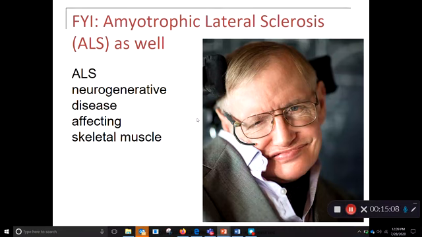But ALS, again, targets that motor neuron. It targets and destroys them, but leaves and spares the sensory neurons. So you can still feel, you can still see, hear, taste, all that good stuff. You're just left incapacitated.